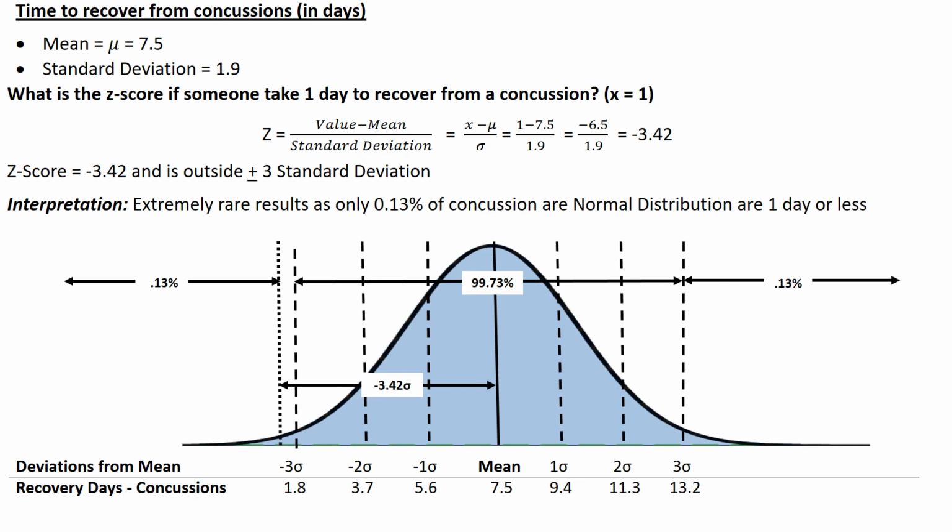Now, when I look at this, remember 99.7% of all the data falls between -3 and +3 deviations. And negative 3.42 is way less than even my minus 3 deviations of 1.8 days. So it's 1 day. So very unlikely, 0.13%, because 99.7% fall between minus 3 and plus 3 deviations. Very unlikely someone will recover in less than 1 day.